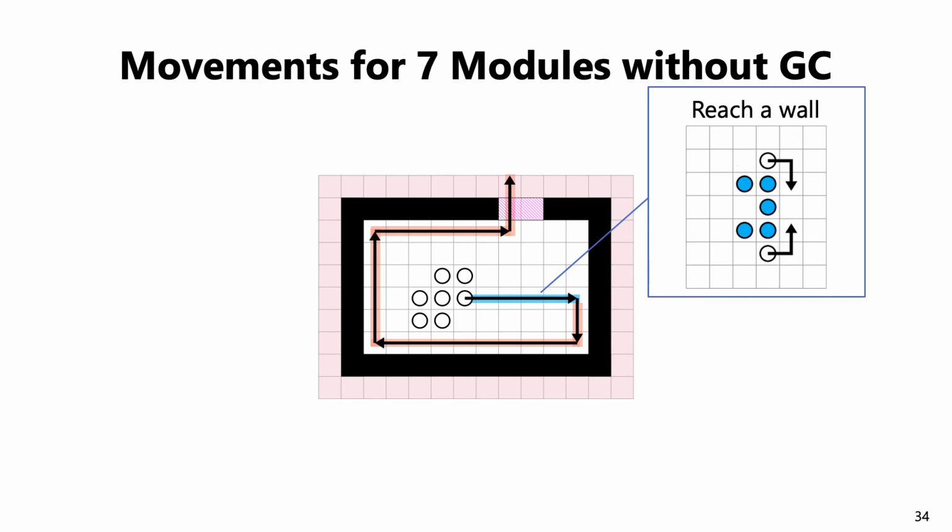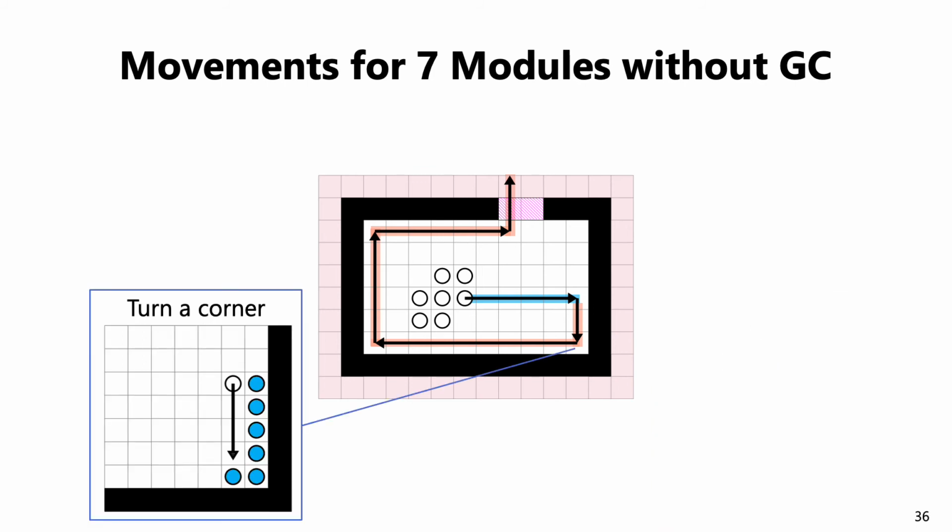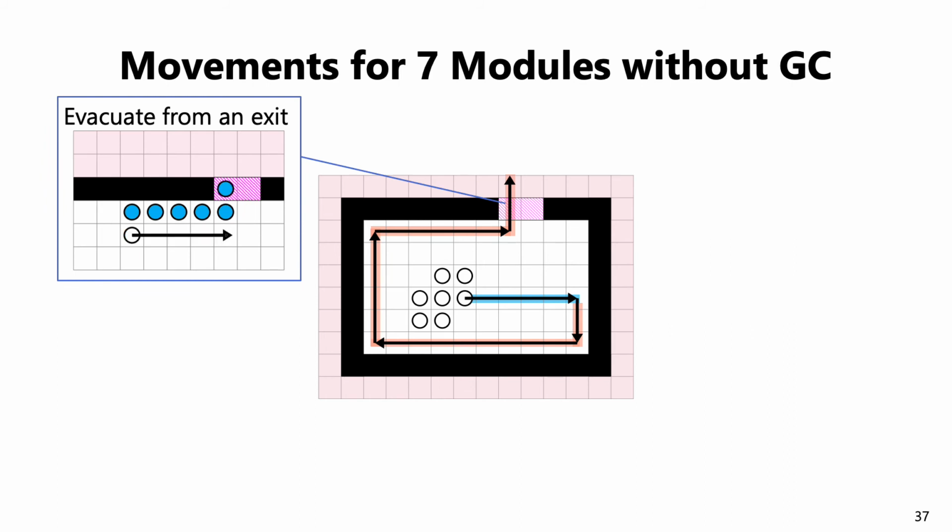These are the movements to reach a wall from an initial state. When an MRS reaches a wall, it changes its direction and moves along the wall like this. When it arrives at a corner, it turns the corner like this. And when it finds an exit, it evacuates from the exit with these movements.